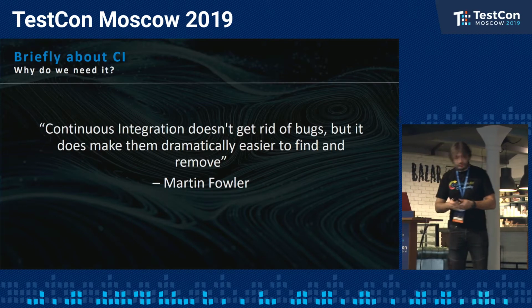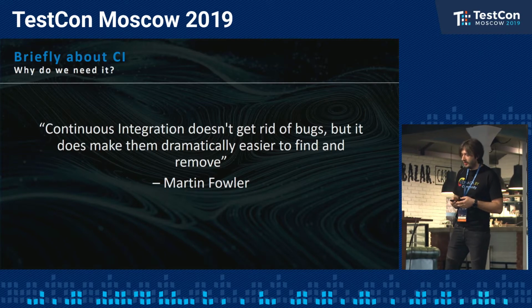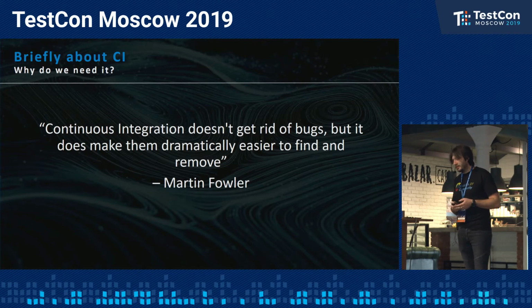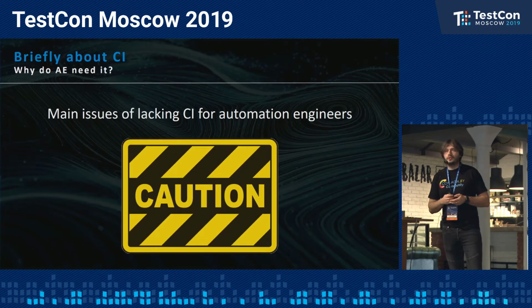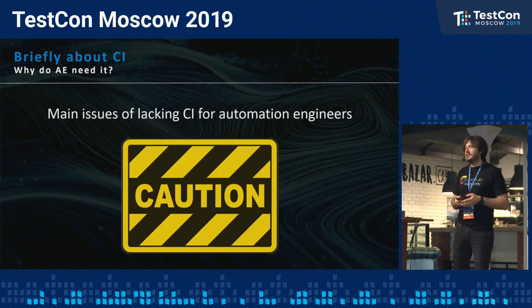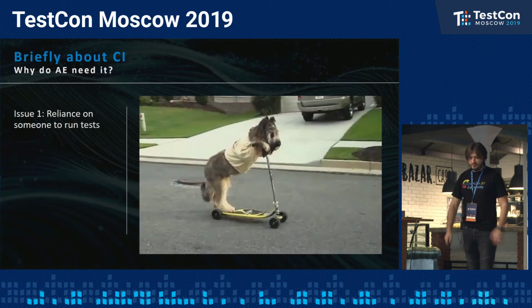So the benefit for the developer is quite clear, but we are talking about automation. Let's look at what kind of benefits automation engineers can have. Let me view this from another angle. If we don't take part in continuous integration, what kind of bad things may occur?